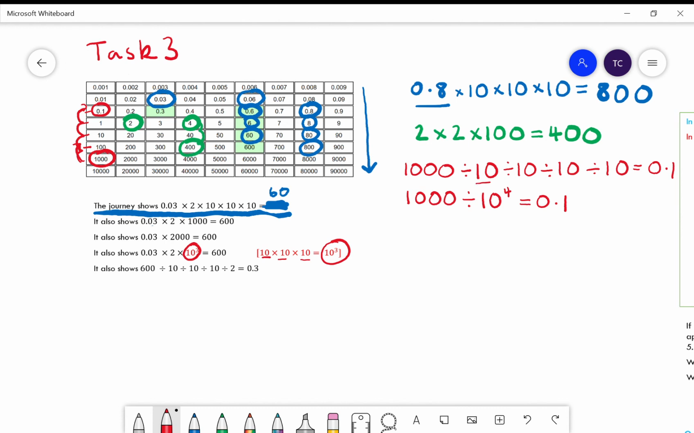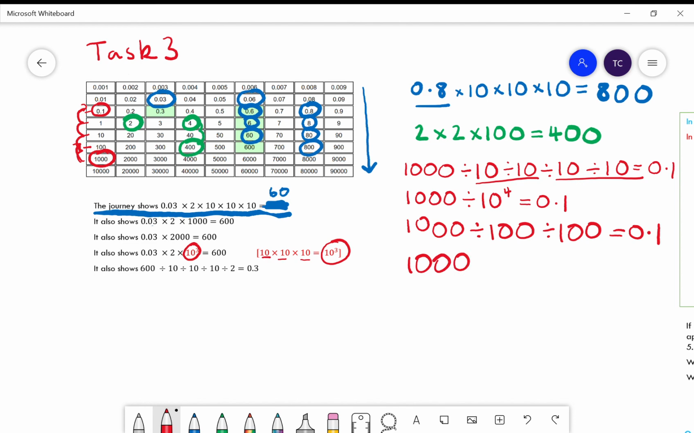What I could also do is, if I'm dividing by 10 twice, that's the same as dividing by 100. So I'm dividing by 100 and then dividing by 100 again. That gives me 0.1. Or I could just go much quicker. If I'm dividing by 10, then 10, then 10, then 10, I'm actually dividing by 10,000. 1, 2, 3, 4 zeros there, which would also give me 0.1.